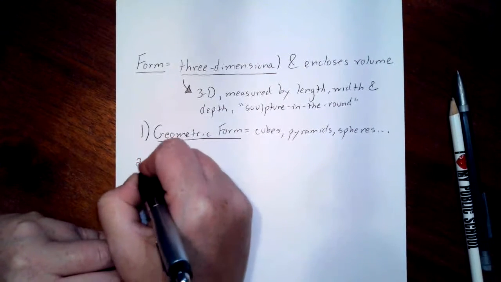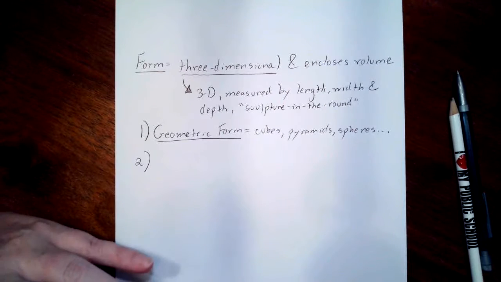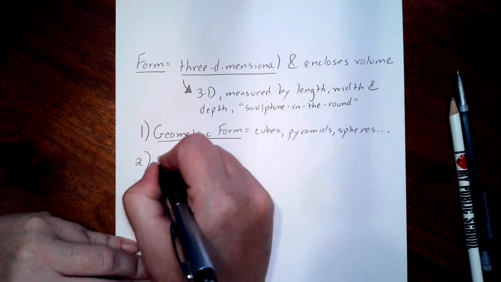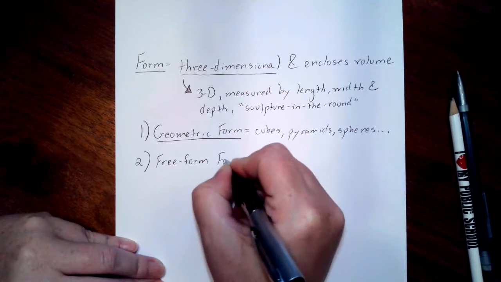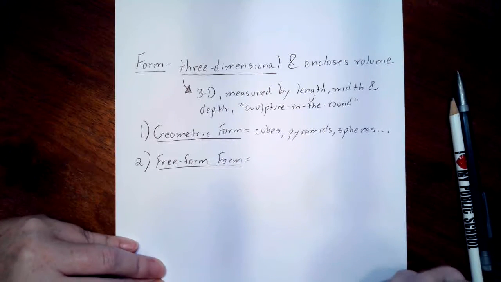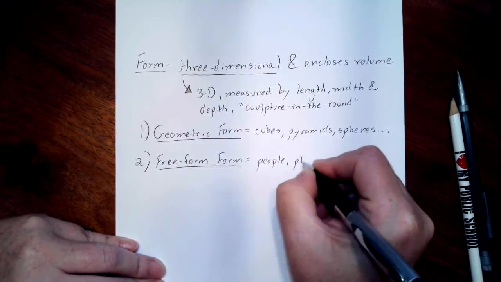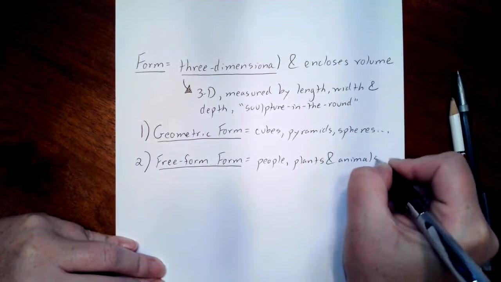Okay? And we talked about freeform shapes. So we know that those were flat shapes that are more natural, organic. Okay? And we really do say this, guys. We say free form, form. Natural, organic, but 3D. So people, plants, and animals. All right?